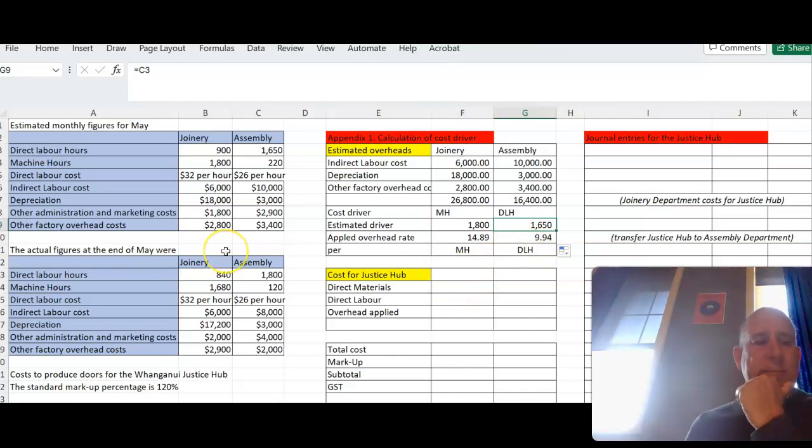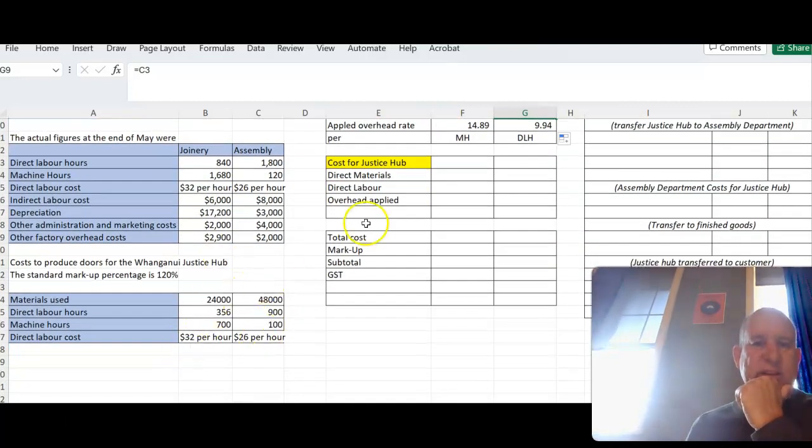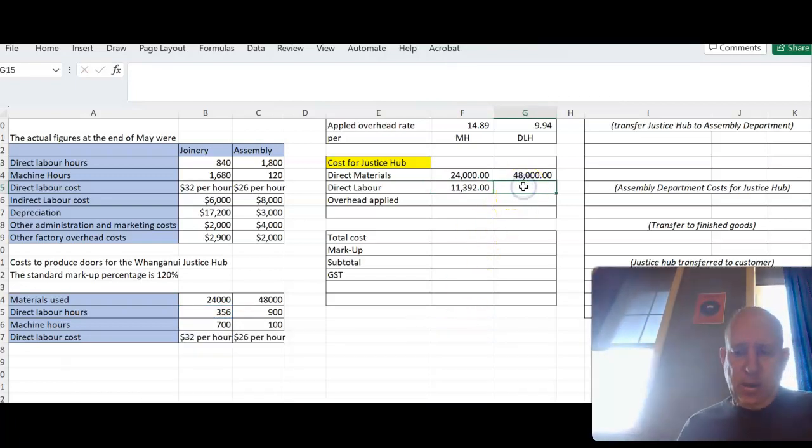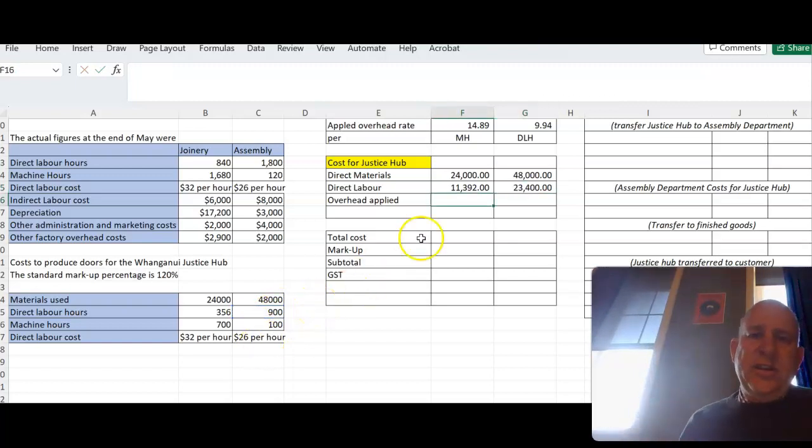So now we go to the Justice Hub, and the Justice Hub gives us some figures down here, and these are the departments. So materials used in each, the labour, we've got 356 multiplied by $32 an hour, and here we've got 900 multiplied by, how much are we paying? 26. So that's the direct labour cost.